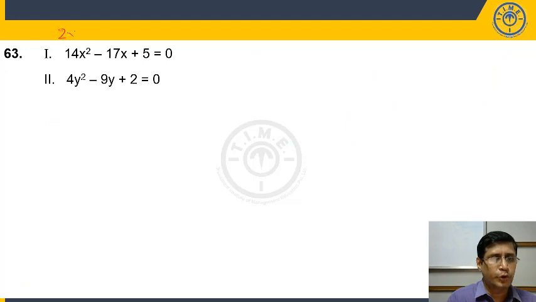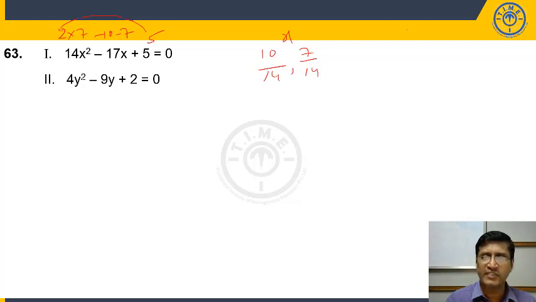Fourteen is 2 into 7, and here 5. So what is the possibility? Minus 10 and minus 7. The roots are plus 10 and plus 7 by 14. These are the roots of the first quadratic equation.